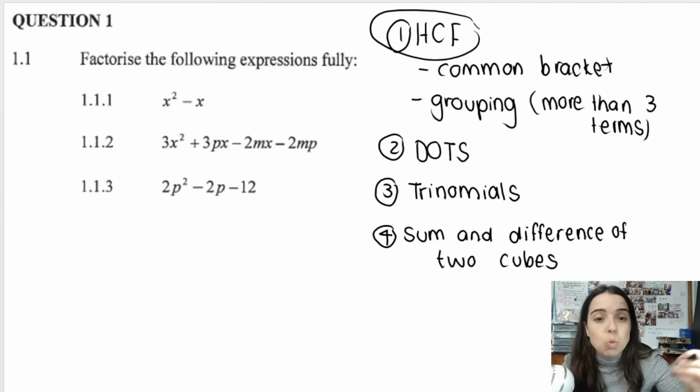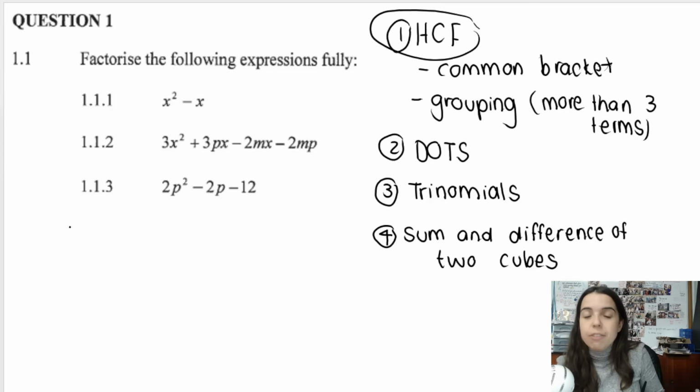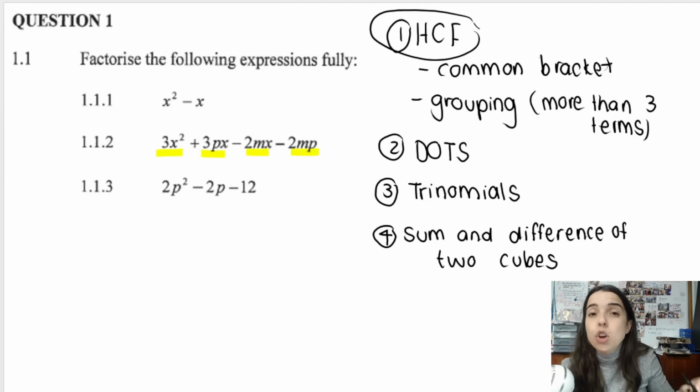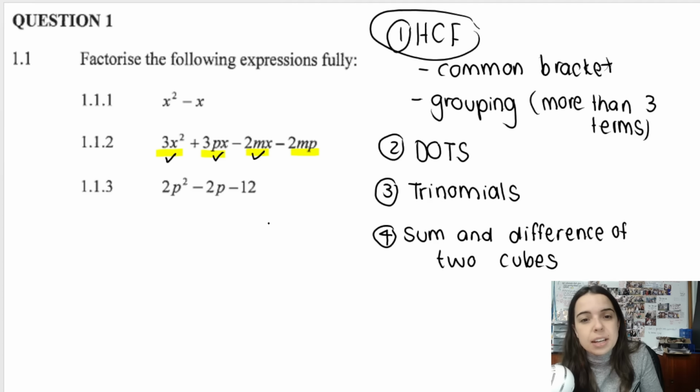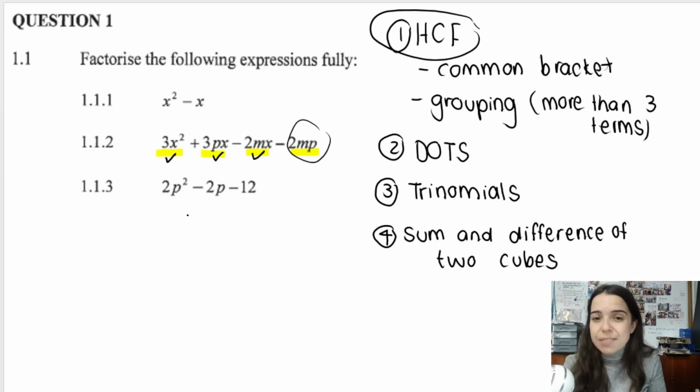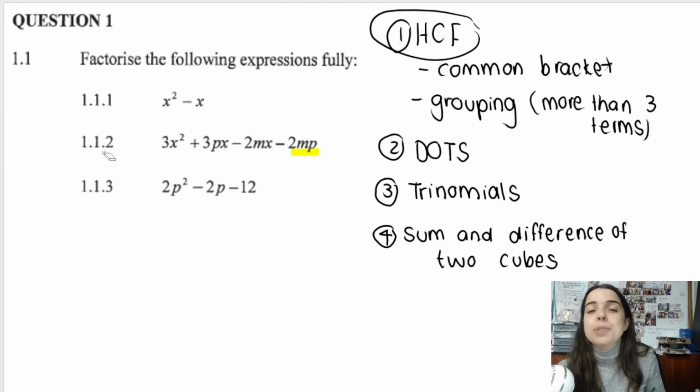Now, if we take a look at 1.1.2, first things first, always try highest common factor. But in this case, we have 4 terms, 1, 2, 3, 4. And if you look at each of the terms, it might be tempting to try and take out an x, because this term has an x, that term has an x, that term has an x, but this one does not have an x. So we can't take out an x. We can't take out an m. We can't take out a p, because all of the terms must have it in it. So we can't do that.